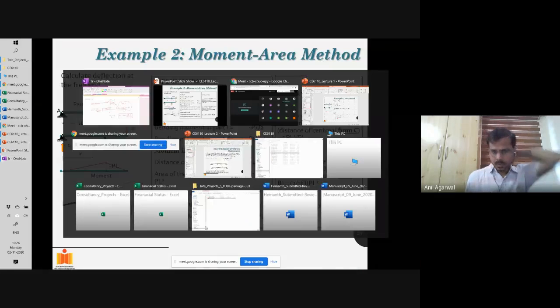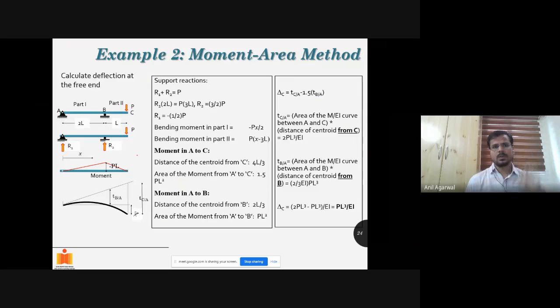Fine. So let's solve the same problem. Again, this was the problem that we just solved in the previous example using the double integration method. The first span is 2L, the second span is L. The load is acting at support C, at point C. A and B are the two intermediate supports. Part 1 and part 2 are the two parts. We are measuring X from here, but that hardly matters here. And what we want to do is calculate the deflection at C.